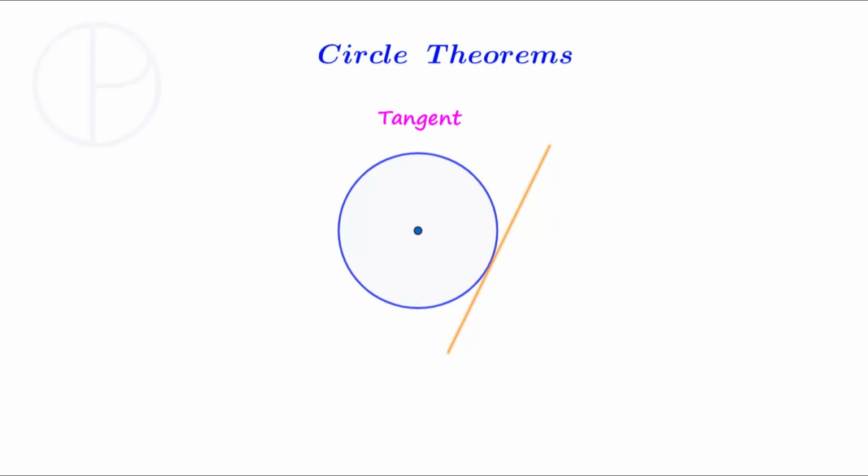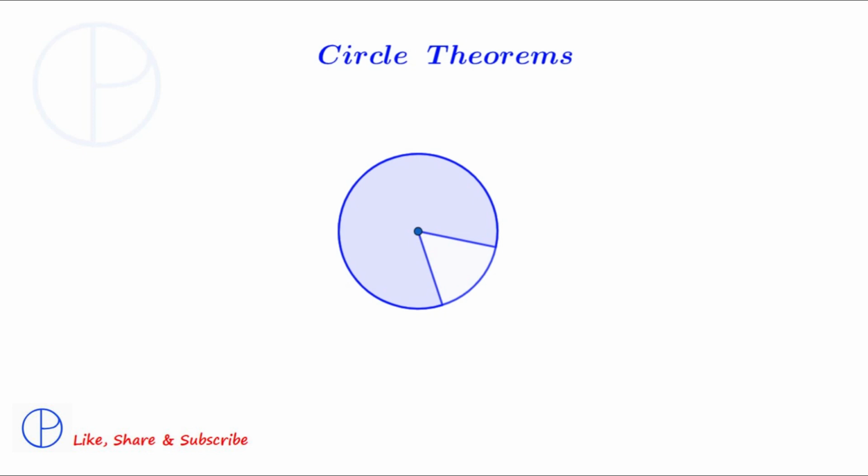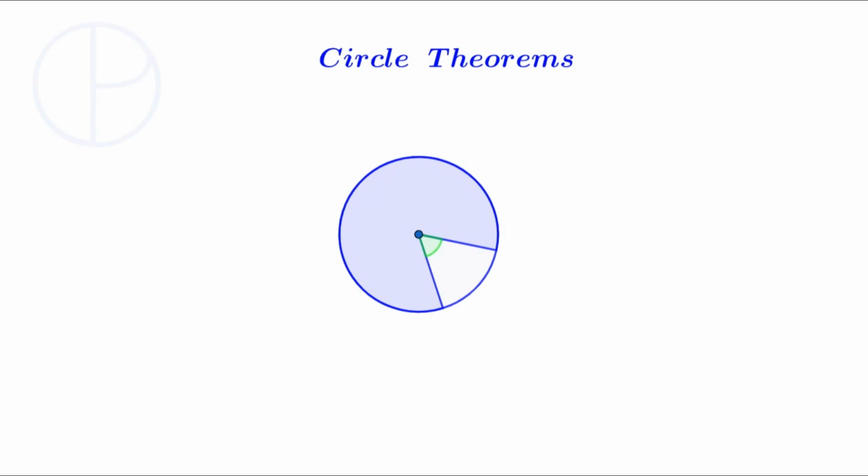Next, a tangent of a circle is a straight line that touches the circle's circumference at exactly one point. Next, the word subtended is used in the circle theorems to describe how an arc or a chord creates an angle at a point on the circle.